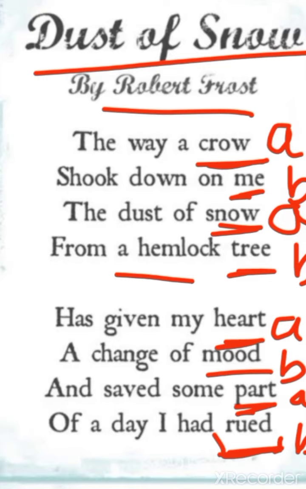Now let me again give you a brief summary. In this poem, the poet uses two elements, crow and hemlock tree, which generally symbolize sadness, death, negativity, to represent his dilemma. And the incident is a small incident in the poet's life which changes his mood from pessimism to optimism, that is the falling of the dust of snow, the flickers of snow from the hemlock tree on the poet by a crow.